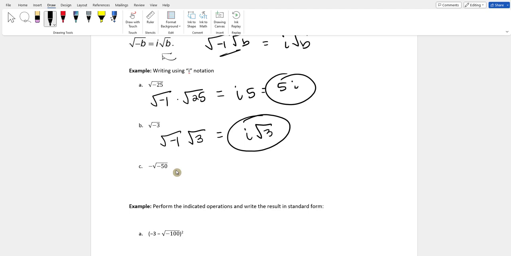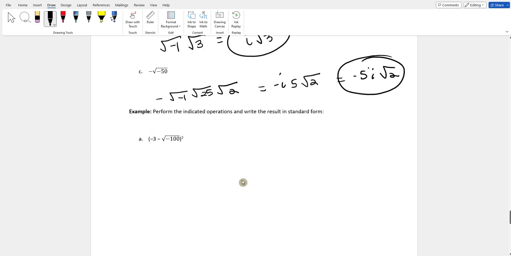The next one is negative square root of negative 50. I'm going to split this up. I'm going to bring this negative out, and I know 50 can be broken up into 25 and 2. So you want to split it up into numbers or a number that you can take the square root of. So this ends up being negative i. Square root of 25 is 5, and then the square root of 2 you cannot do anything with. So your final answer is negative 5i square root of 2.